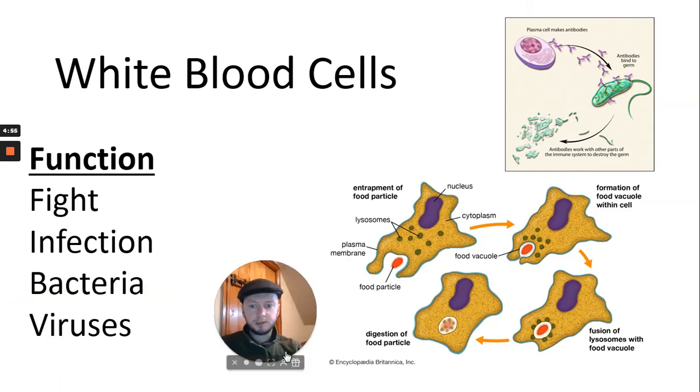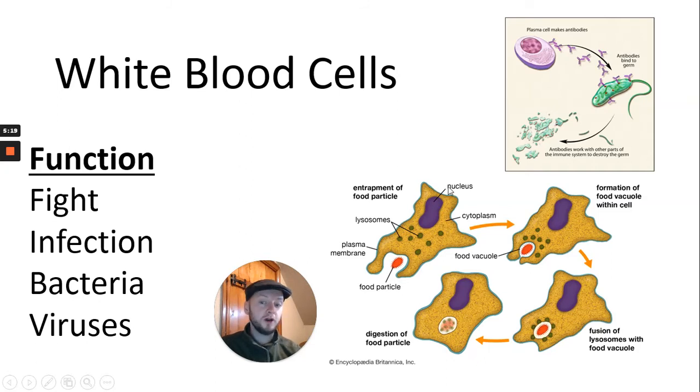So blood cells, what do they do? Well, they help to fight infection. So they help to fight things like bacteria and viruses. And if you look at this white blood cell here, you can recognize the big nucleus there, and it's got cytoplasm around it, and it's got a membrane.